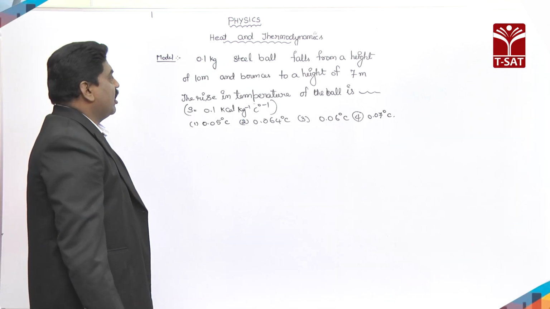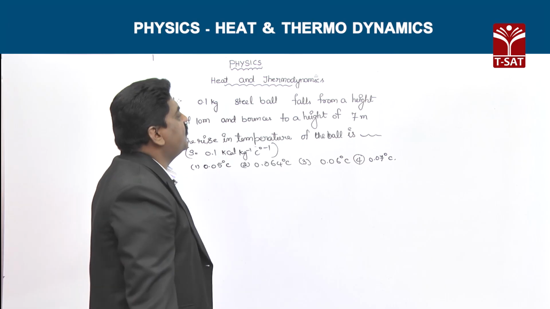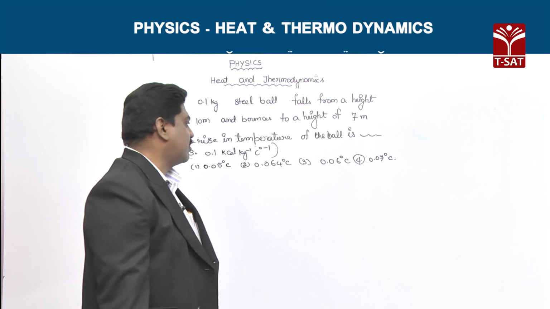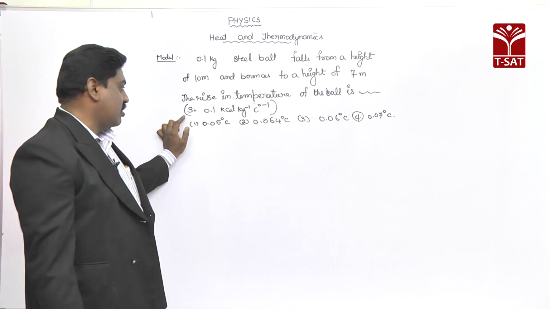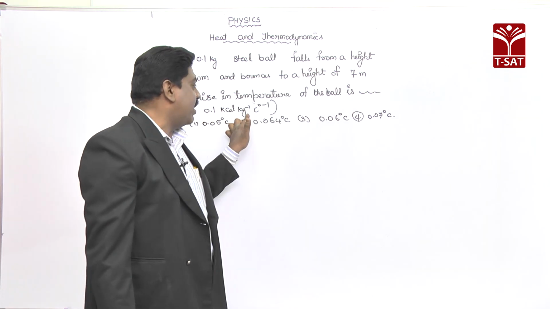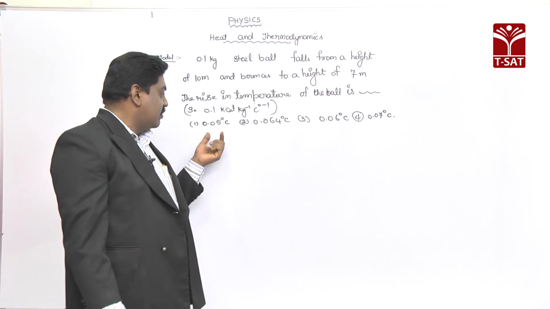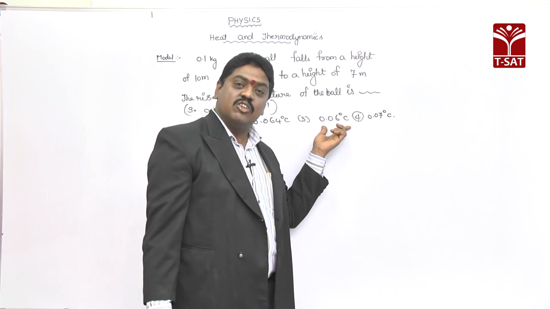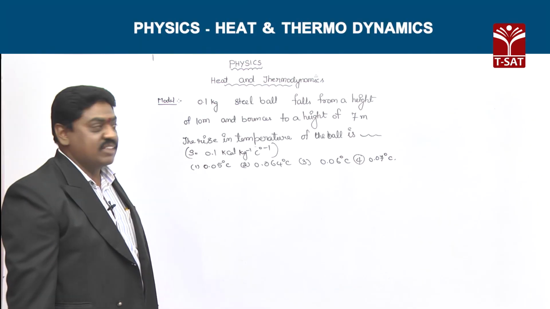Now, let us see another model here. A 0.1 kg steel ball falls from a height of 10 meters and bounces to a height of 7 meters. Then the rise in temperature of the ball is, we are given specific heat of steel ball as 0.1 kilocalorie per kg per degree Celsius. And the options given are 0.05 degrees Celsius, 0.064 degrees Celsius, 0.06 degrees Celsius and 0.07 degree Celsius.